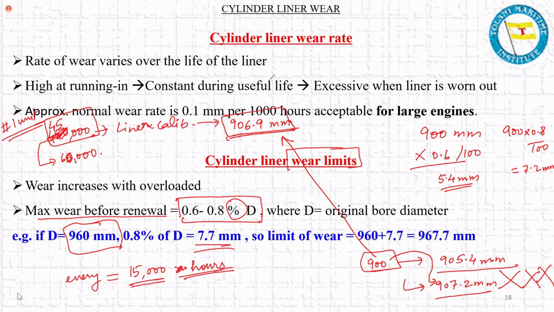Though it is not average, it's the maximum which is considered. So it is 906.9 mm. The maximum diameter of the liner which you found was 906.9 mm. Now, you know that the next liner calibration will only be done at 60,000 running hours, after a good 15,000 running hours. Can you continue to use this liner because it has not yet reached this limit? Can you continue to use this liner for the next 15,000 running hours?